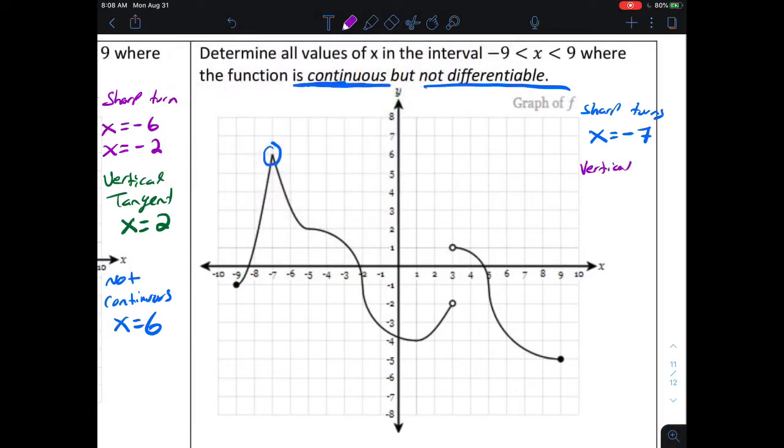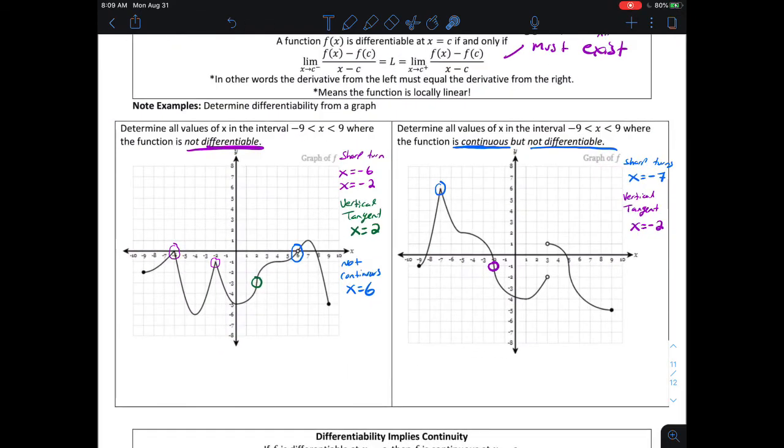That means it's not locally linear at that point. Now let's look for vertical tangents. So where does the graph appear to be vertical? It appears to have a vertical nature right there at x equals -2. And because we want it to be continuous, I would not include x equals 3. Even though it's not differentiable, we had the restriction that it had to be continuous, so I'm not going to make a note that the derivative doesn't exist at 3.